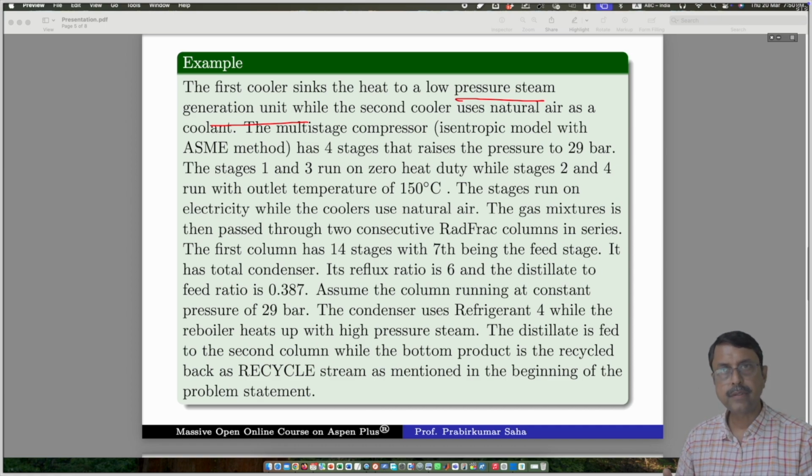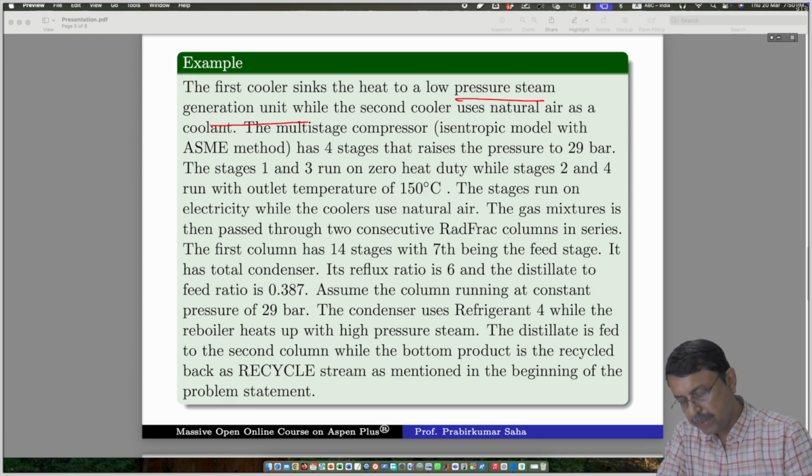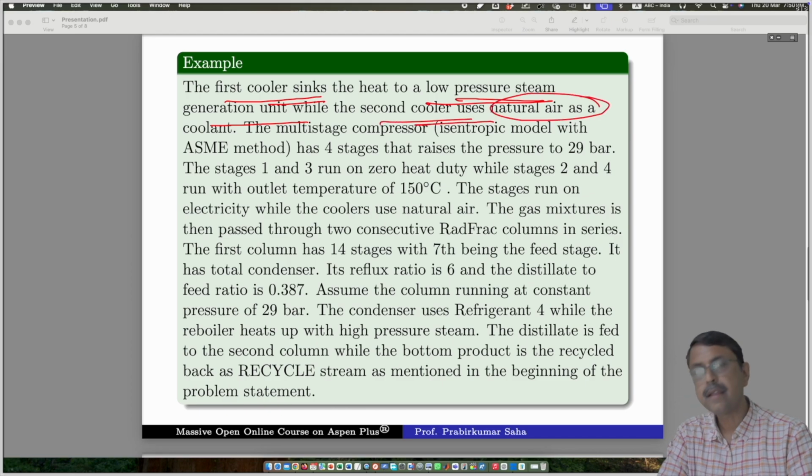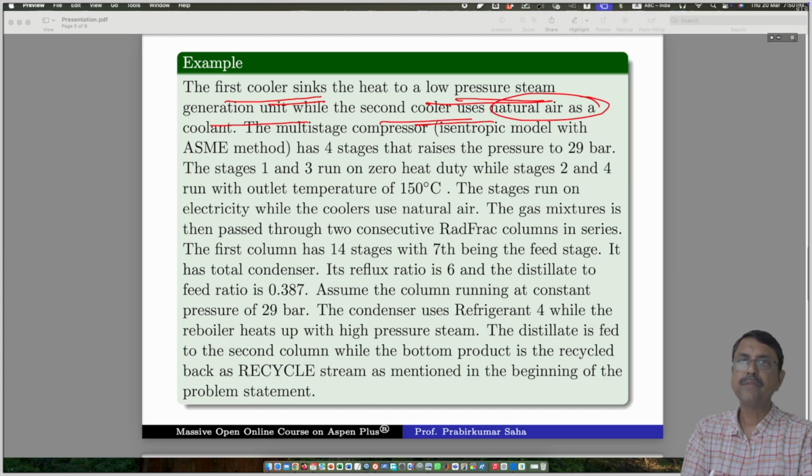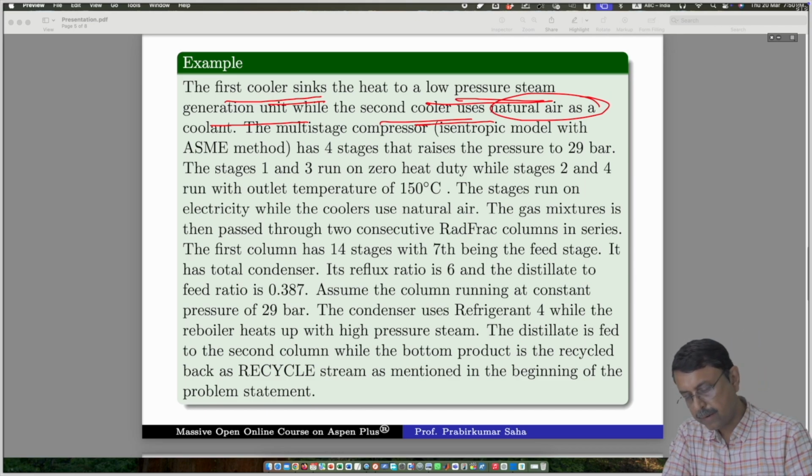Rather, we will use that heat to generate some steam, which will be used for something else. So this is what we will do. We will use the first cooler to generate some low pressure steam, and the second cooler uses natural air as a coolant. At the first cooler, the temperature drops down to 140 degrees centigrade, and at the second cooler from 140 to 90 degrees centigrade. So in that cooler, we will use natural air as coolant.